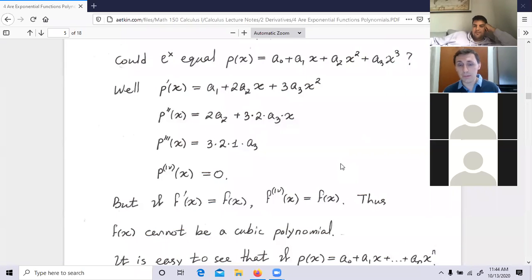So tell me, please, why do you think that a polynomial of some arbitrary degree cannot possibly be simulating e to the x, cannot actually be e to the x?